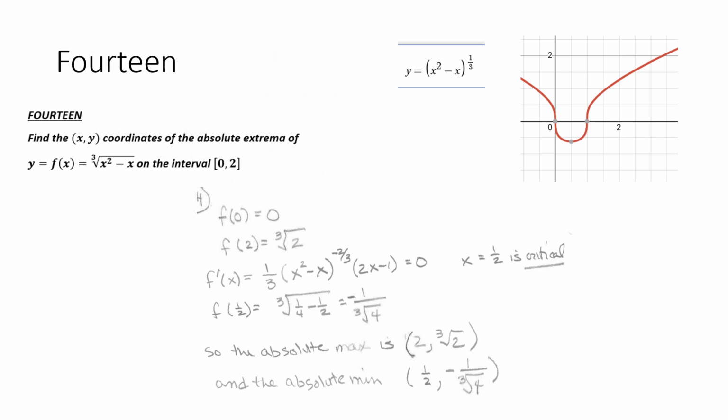Problem 14 was finding the extreme value on a closed interval, and so you evaluate the endpoints, and then you find the critical number. You take the derivative of this function, and you find that this is equal to 0 when x is a half. If you plug that in, you get minus 1 over the cube root of 4. So the absolute max is (2, cube root of 2), and the absolute min is (1/2, minus 1 over the cube root of 4).